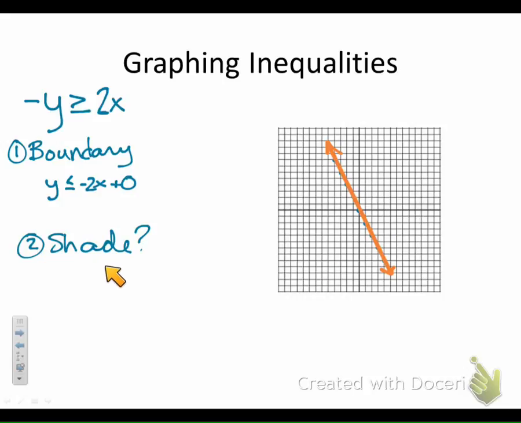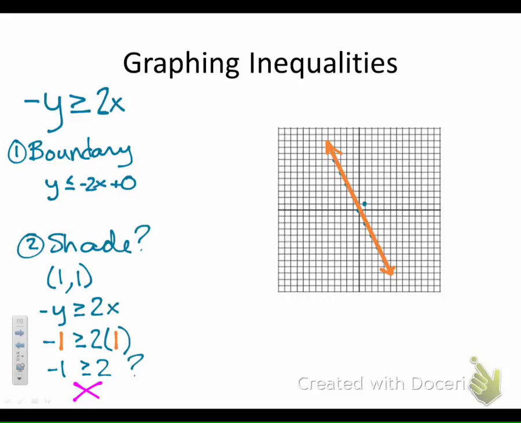I then determine where I am going to shade. I use a test point. Notice how in this example, however, our typical test point 0, 0 can't be used, because it's on the boundary. So you have to pick another point. Is it going to make the statement true? If I plug in a 1 for the x coordinate and a 1 for the y coordinate, is -1 greater than or equal to 2? That's the question. -1 is not bigger than 2. It's false, so I am not going to shade on this portion of the line. I have to shade on the other side.